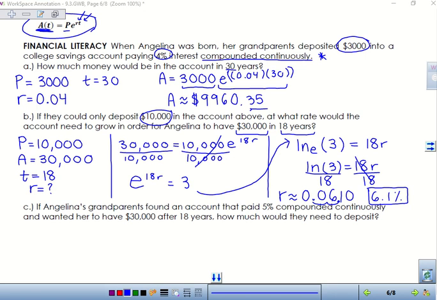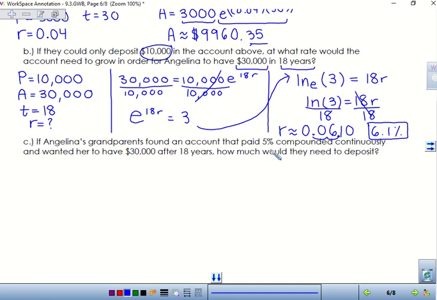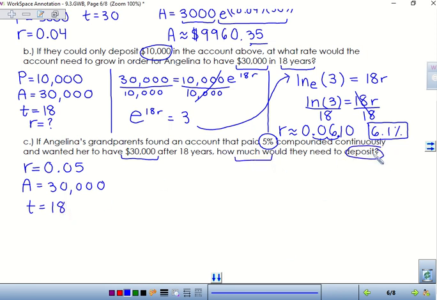So the next one. If Angelina's grandparents found an account that paid 5% compounded continuously, so we take that rate and we convert it to a decimal, and wanted her to have 30,000, that's A, right? After 18 years, how much would they need to deposit? What are we trying to find? P. We need to find P.